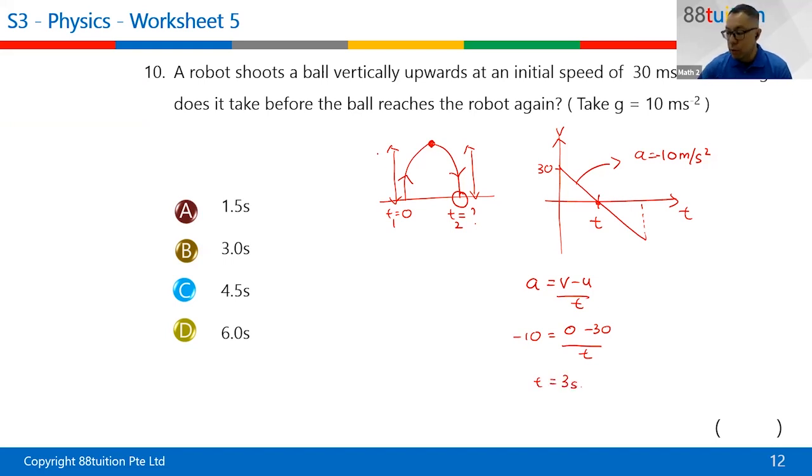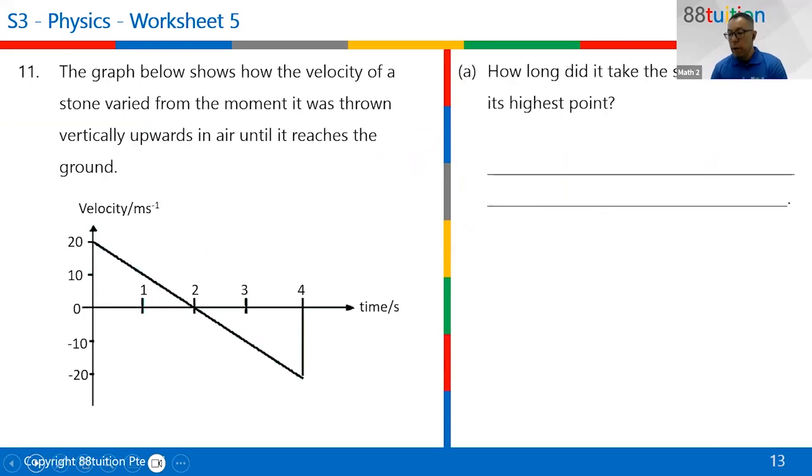So if I take 3 seconds to go up, I'll take 3 seconds to come down. So here will be 6, 3 plus 3. Right? It's the same as what I've drawn so far.